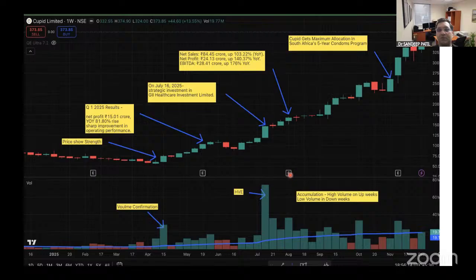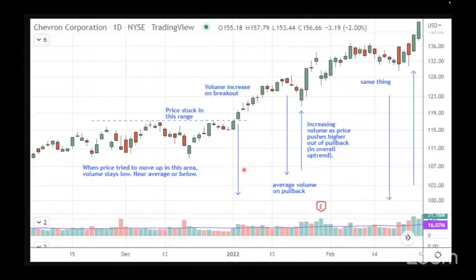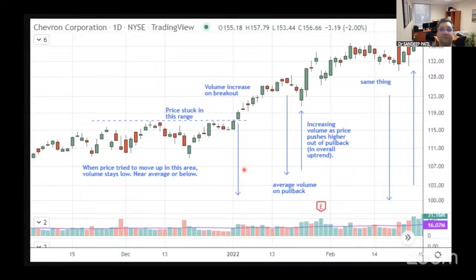So that is the takeaway point, our basic understanding of volume. Volume increases whenever there is a breakout. In a downtrend, the volume becomes less, and then suddenly volume picks up and there is a reversal. So that is the point of entry of the stock.